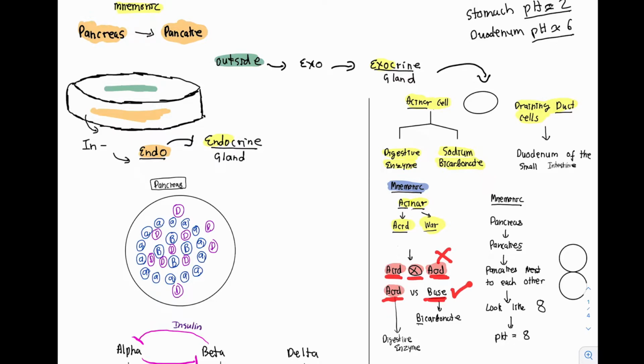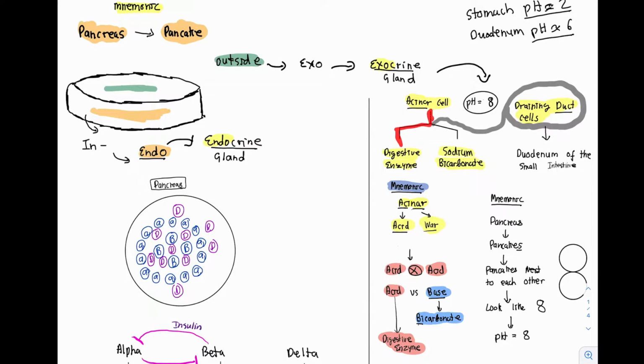So the acid is going to be the digestive enzyme, and the base is going to be the bicarbonate. So acinar cell, I'm just going to recap everything. Acinar, acid war, and acid is going to war against the base. The acid is going to be our digestive enzyme. The base is going to be the bicarbonate. And that is actually drained into the duct cell, draining duct cell, as the name implies. And that goes to the duodenum of the small intestine.